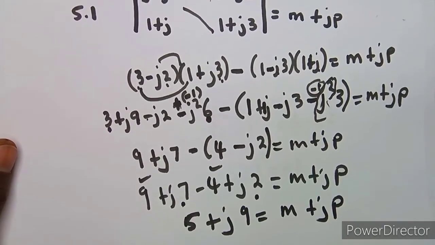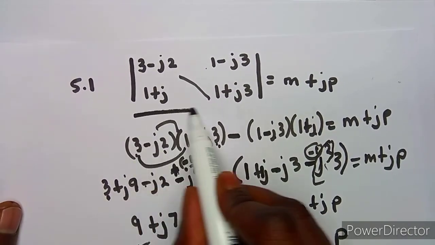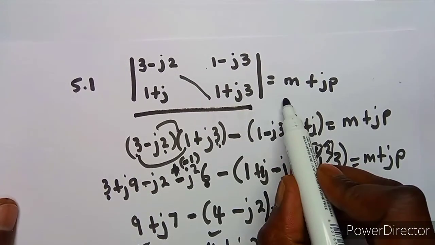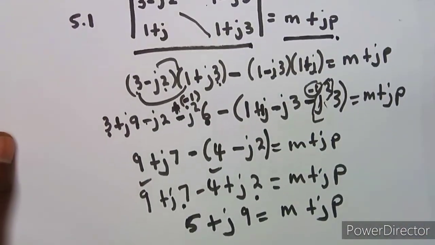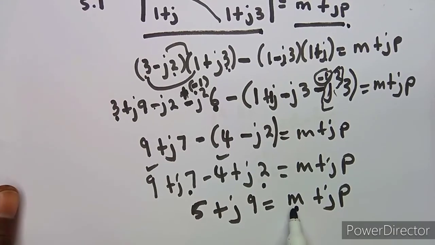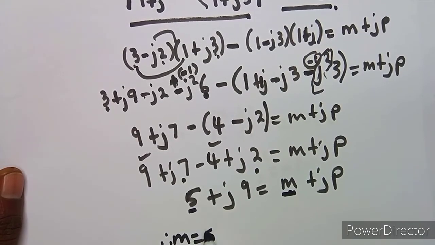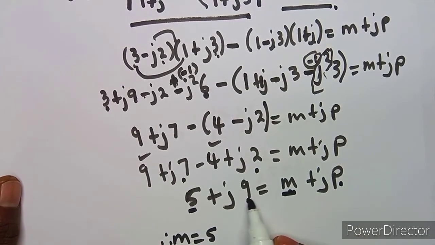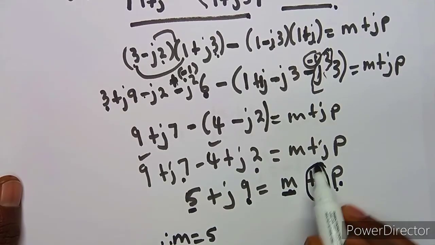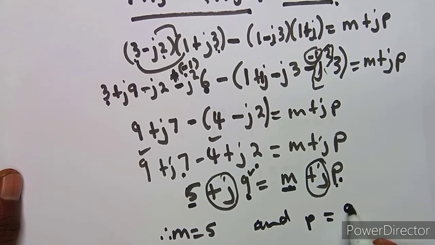So at this stage, as long as it is understood that this means determinant and these two are equal, it is going to make you know that M, which is a real term, is equivalent to the real term. So therefore M is equivalent to 5. P is equivalent to the imaginary term, the one which is affected by J, which is 9. So therefore P is equivalent to 9.